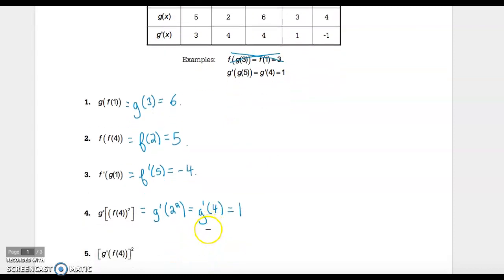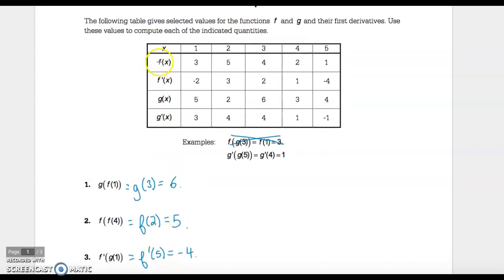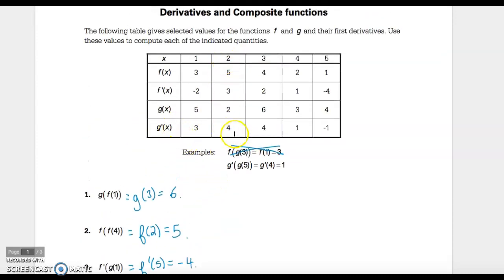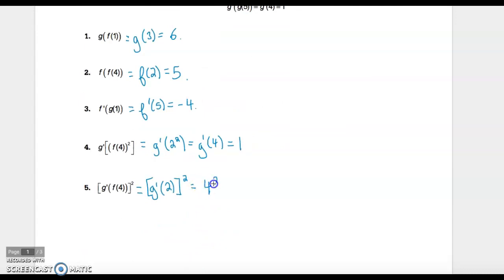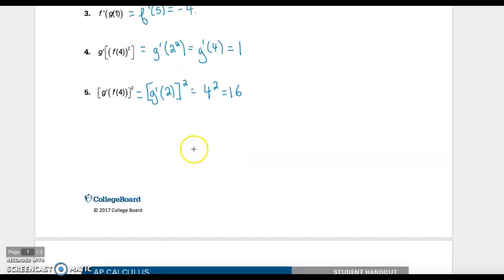And then last but not least, we're finding g prime of f of 4, that whole thing squared. So in this one, f of 4, if I look at my table again, is 2. And then I'm doing this whole thing squared. So then g prime of 2 equals 4. So then I'm really doing 4 squared, which is 16. Okay, so that's just a little practice with tables and first derivatives and original functions. You'll have to do that in a Delta Math assignment.